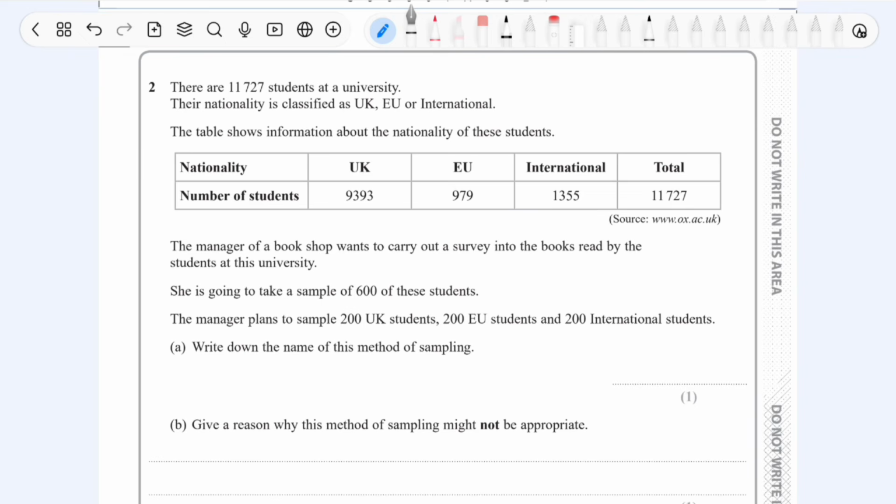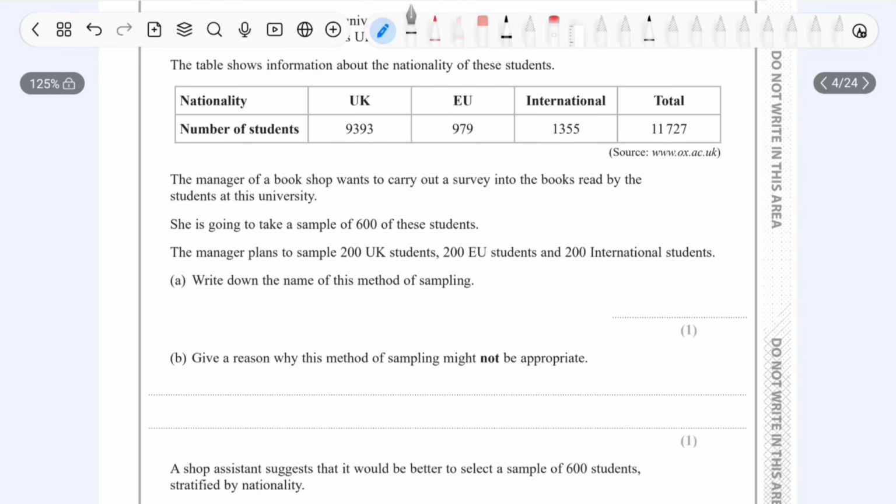The manager of a bookshop wants to carry out a survey into the books read by students at this university. She is going to take a sample of 600 of these students. The manager plans to sample 200 UK students, 200 EU students, and 200 international students. Write down the name of this method of sampling.